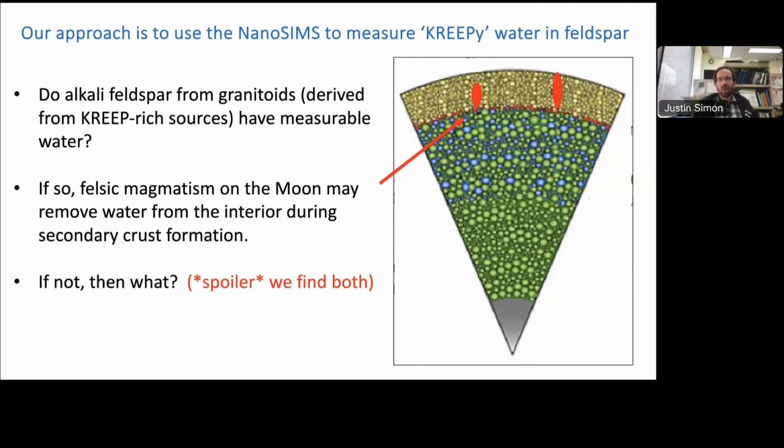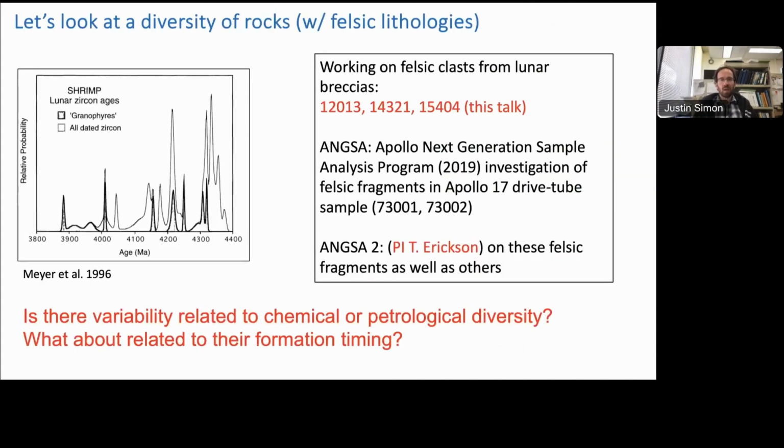And if so, do these felsic magmas remove water from the interior during the secondary crust formation? And if they don't have water, then what? And then the spoiler is that the felsic samples that we've worked on, we find both very wet and very not wet, or dry, values. Okay, so this is basically where we're at.